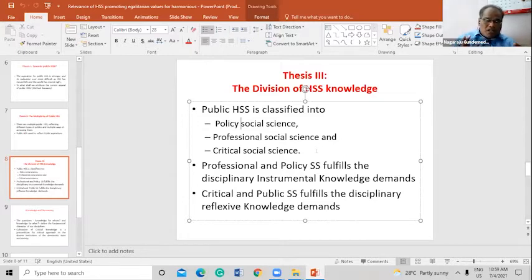But the question is, what is the ideal practice of social sciences and humanities? Can we afford to work only on the question of the education for knowledge paradigm, or do we need to go beyond this particular framework? So that's where, friends, Michael Burawoy primarily argues that the social sciences and humanities should fulfill the policy framing or the policy demands of the state.